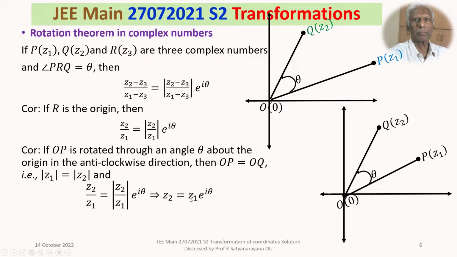So, if Z1 is the affix of a point P as a complex number and OP is rotated through an angle theta to get OQ, then the affix of Q is Z2. Then we say Z1 is transformed to Z2. Z2 is the final and Z1 is the initial one. That is the formula we are going to use. Let's now discuss the solution of the problem in detail.